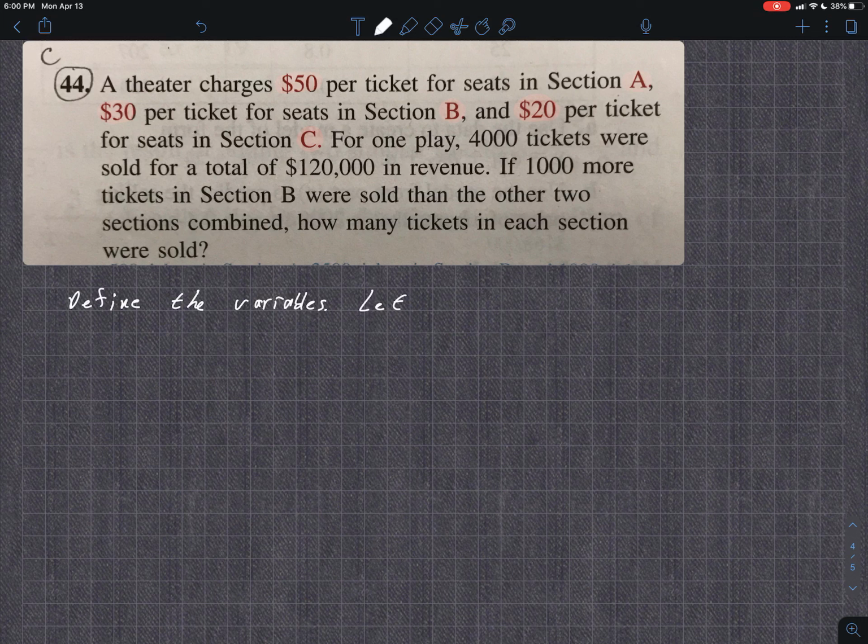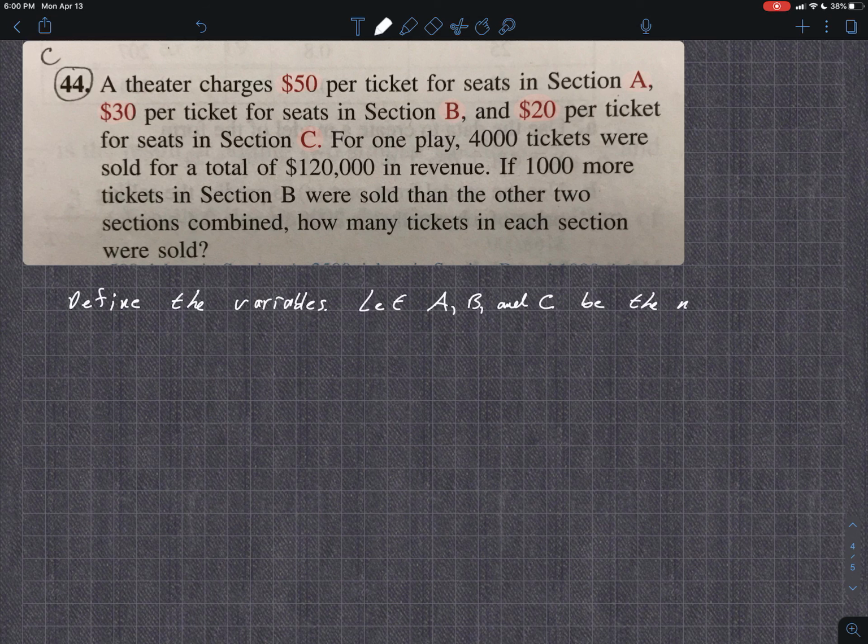So we're going to let A, B, and C be the number of tickets sold in each section respectively. And you could choose any variables. I just wanted to match, it's just easier for me. You could choose X, Y, and Z.